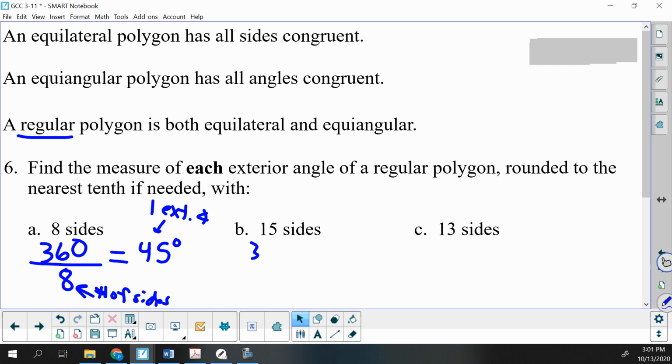So the next one we'll do 360 divided by 15. If we punch that in the calculator, we'll get 24 degrees. So 360 degrees for the sum of the exteriors divided by 15 sides gives us 24 degrees for one exterior angle. And then if we do it once more, 360 divided by the 13 sides, that will end up giving us, to the nearest tenth, 27.7 degrees. So doing the sum of the exteriors, 360, divided by the number of sides, will give us one exterior angle. Because if it's a regular polygon, they will all be the same.